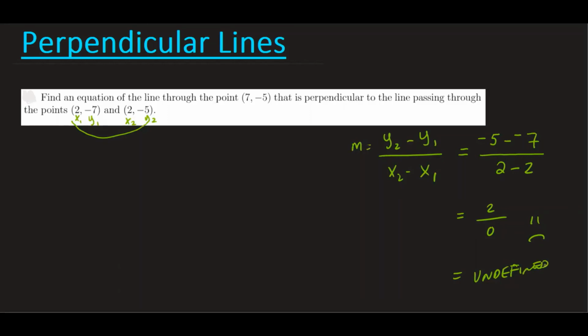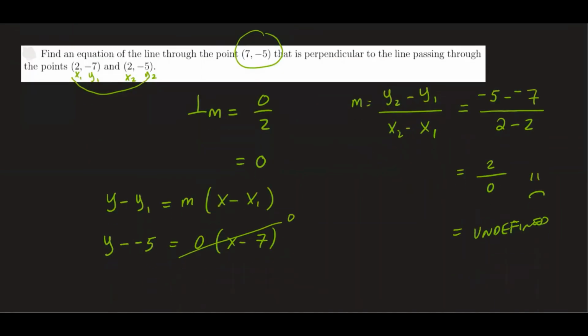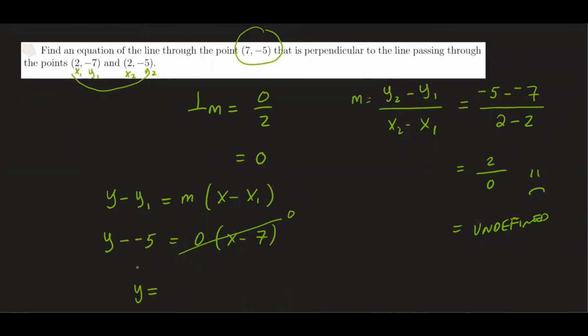So the slope of this line is undefined. If I were to take the negative reciprocal of this, the perpendicular slope would be 0 over 2, which simply means 0. So the perpendicular slope would be 0. Now using that slope and the point we're given, 7, -5, we can write out the equation of the line. Using the point-slope form, y minus y1 is equal to m times x minus x1. Plugging in these values, y minus -5 is equal to 0 times x minus 7. Of course, all of this is 0. So the line you're really looking at is y equals -5.